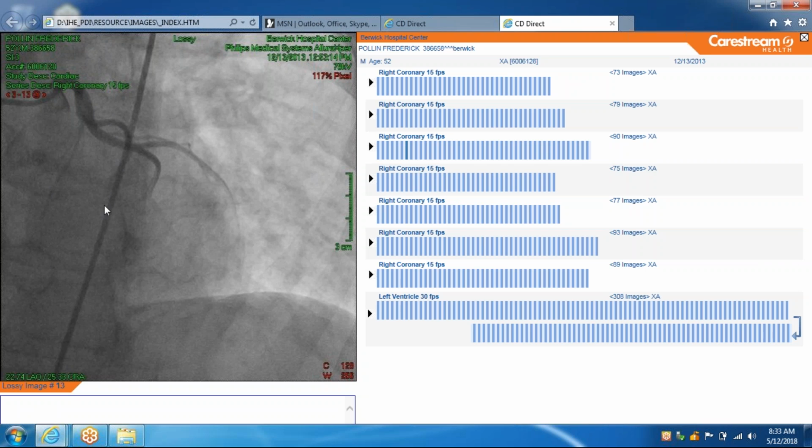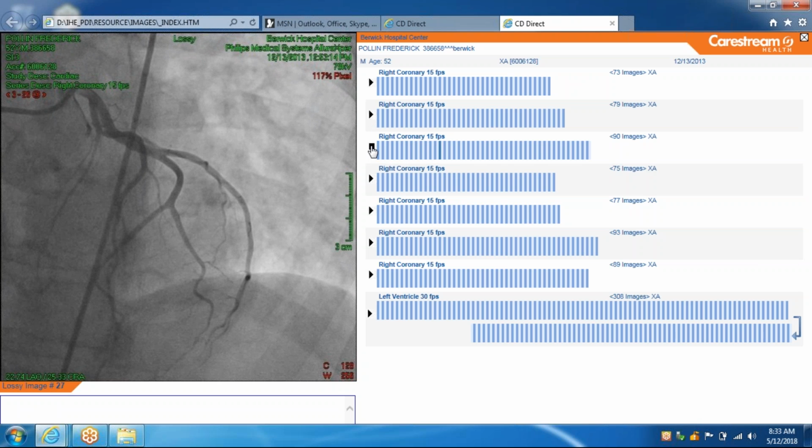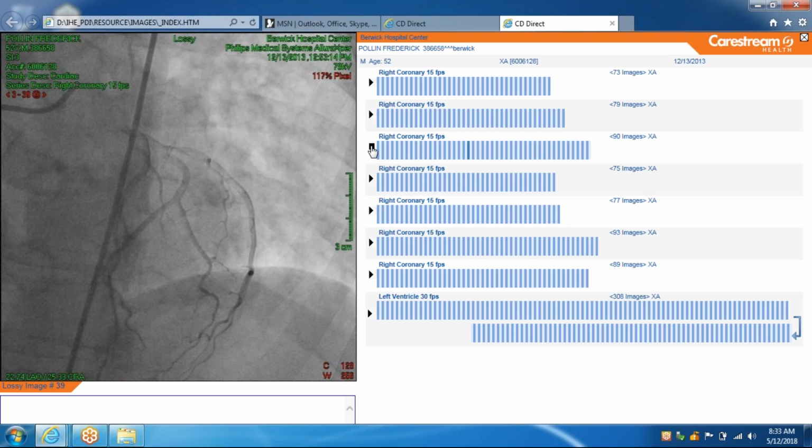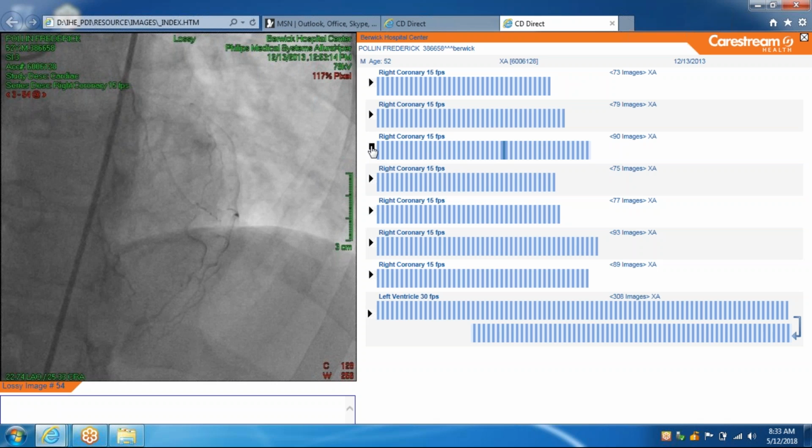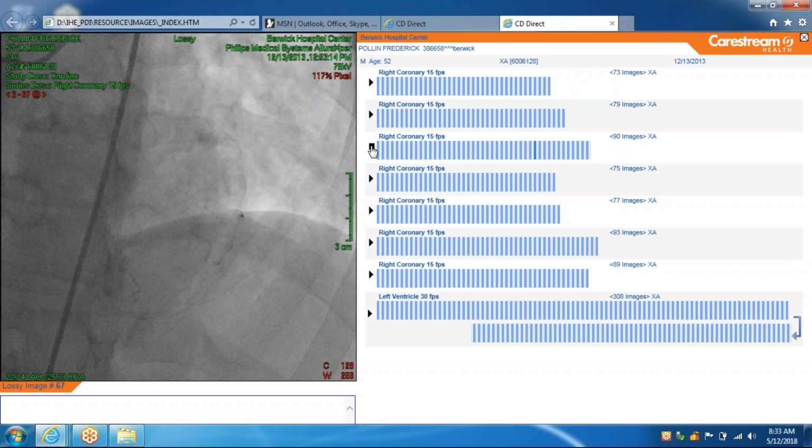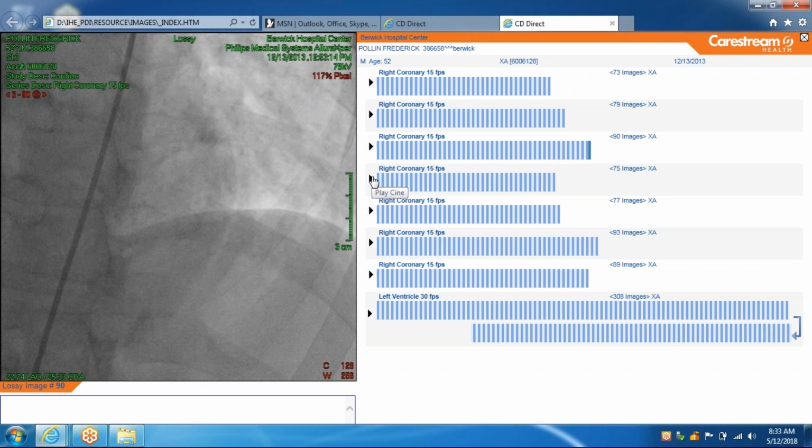The LAD is going to run down the spine like that, and then the circumflex is the one that's going to go towards the sides. So you just inject your dye, take pictures, and you look at the blood vessels. Okay, so you need to know what the normal vessels look like. Nice, smooth vessel.